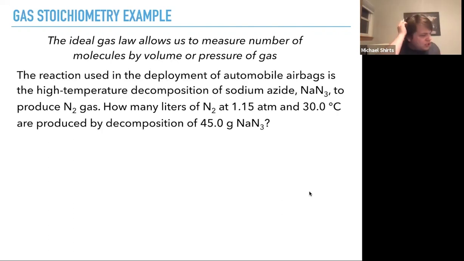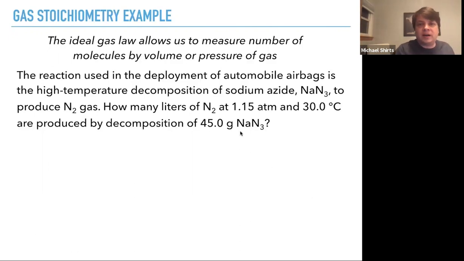So the reaction used in the deployment of automobile airbags is the high temperature decomposition of sodium azide, NaN3, to produce N2 gas. So how many liters of N2 at 1.15 atmospheres and 3.0 C are produced by the decomposition of 45 grams of sodium azide? So what do we need to do? First we need to figure out how many moles of N2 are going to be produced.